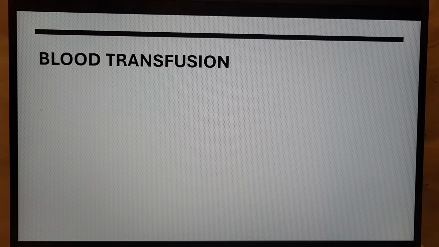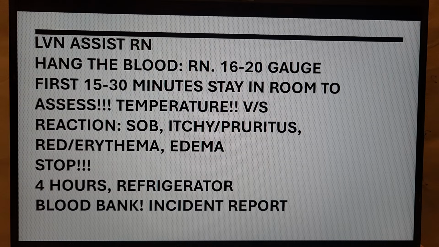Alright, let's talk about blood transfusion. LVN may assist RN when doing the blood transfusion, but hanging the blood has to be RN, right? So what does LVN do? Make sure correct patient, make sure correct blood, don't give the wrong blood to the wrong patient, right? So assess, double check. Vital signs. The most important vital sign is temperature, right? For blood transfusion, before, during, and after, always check the temperature.